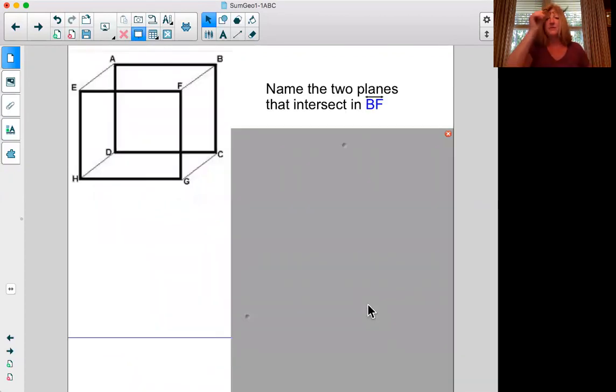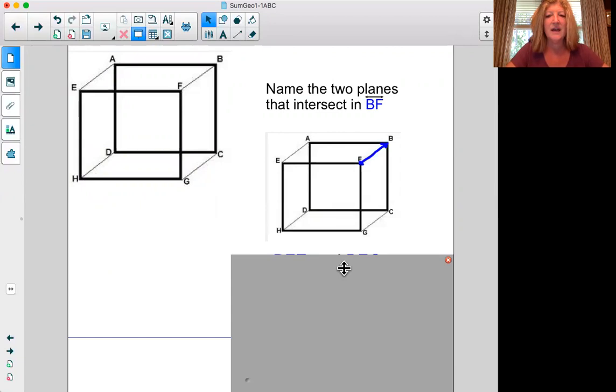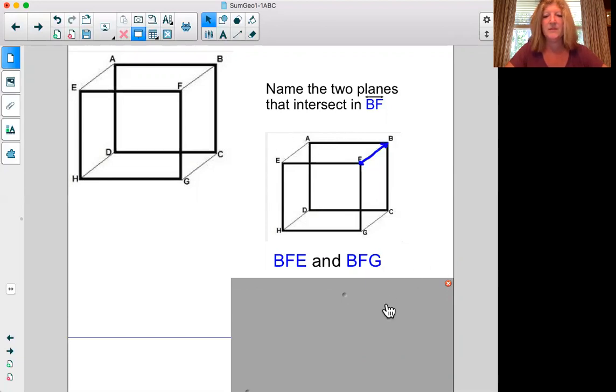Now you could also work backwards. Somebody could ask you, if I start with line BF, which two planes intersect in BF? And we know that through any line there are infinite planes, but let's just pick two of them. The first thing I would do is shade that line, and then you know that both planes will have these 2 points in them. So BFE and BFC. Another way to name BFC would be BFG. Any 3 points will name the plane.